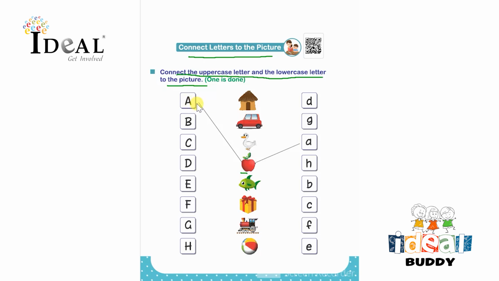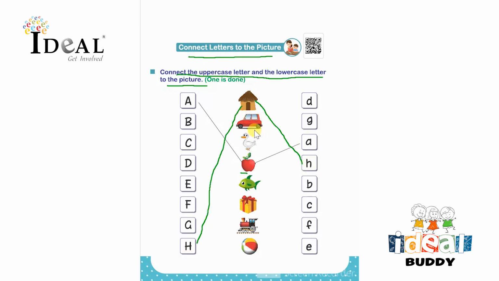So here the uppercase A and here is the lowercase a. So we have to connect the line from both of them to the given object or to the given picture. So we will start from the top. Here the given picture is of a hut, and the beginning sound is H that starts with the letter H. So capital letter H. So from here we will connect it to the picture and from the lowercase letter H. That is the uppercase H and the lowercase h.